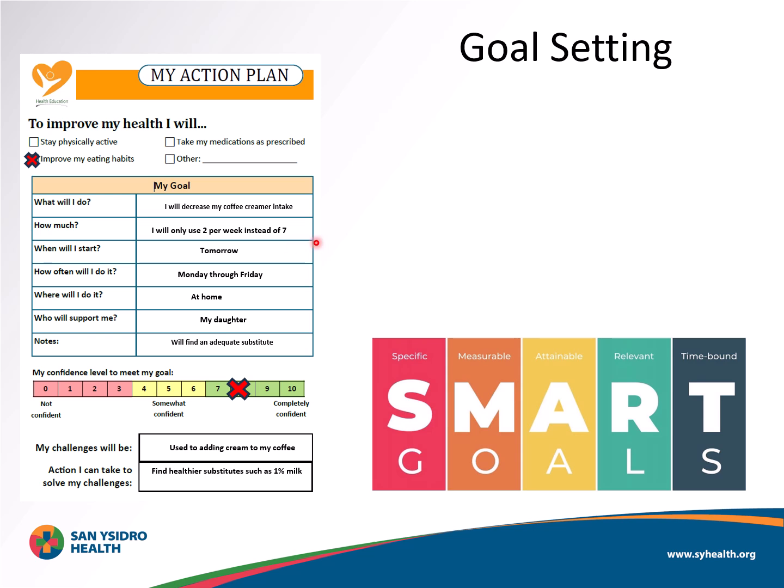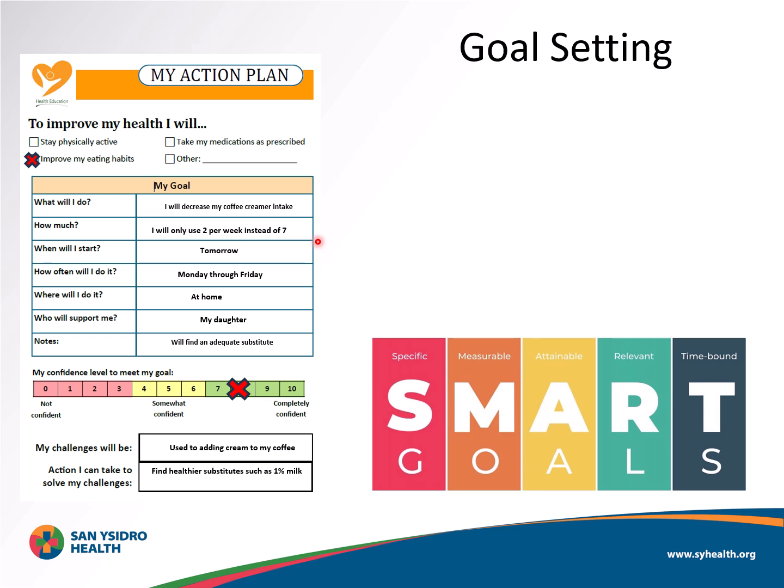And the reason why I will only use two instead of seven is because I know it's going to be a little bit hard for me to get rid of them, so I want to start off slow. And I know that any change, no matter how little it is, will get me closer to achieving my goal. So I will definitely start tomorrow. I used the creamer this morning, so tomorrow I'm thinking about using none.